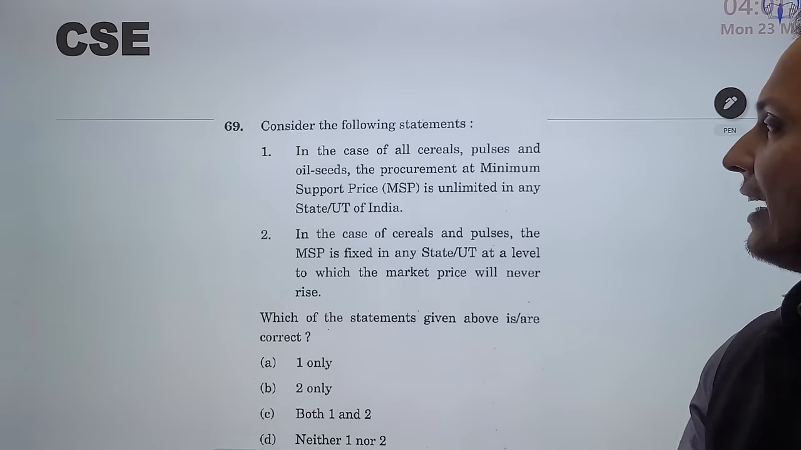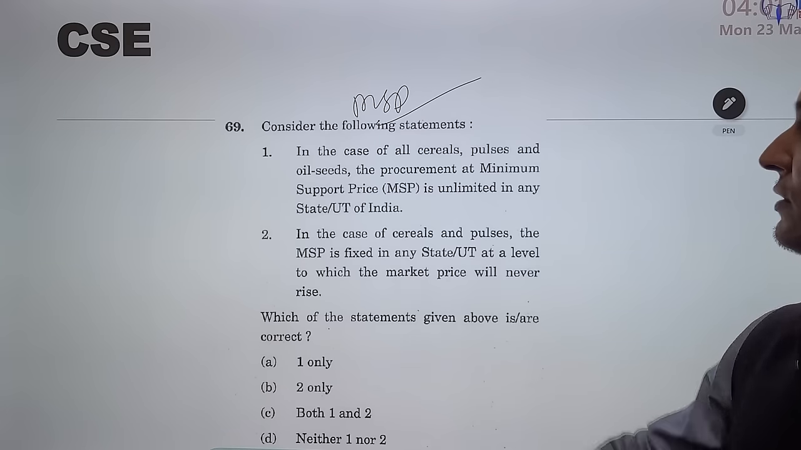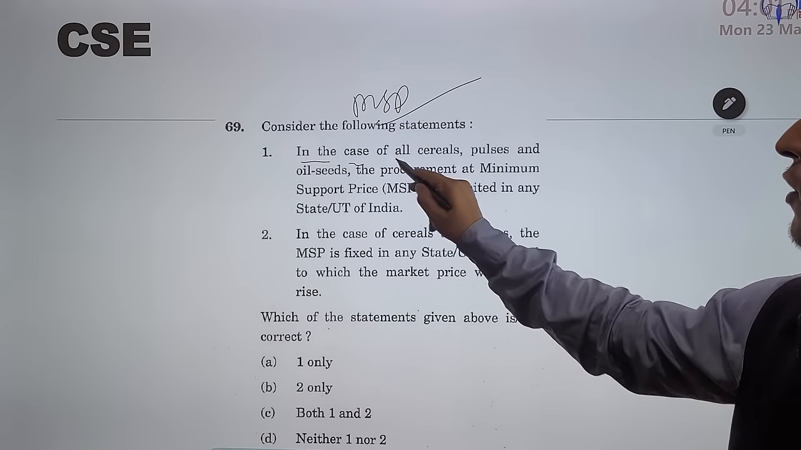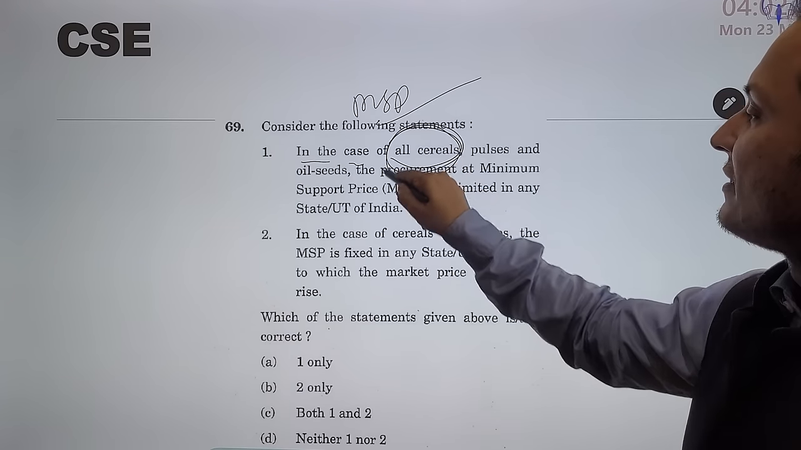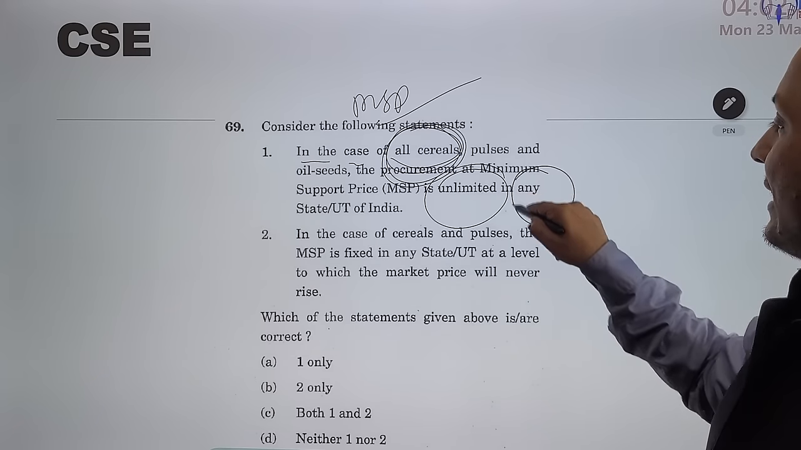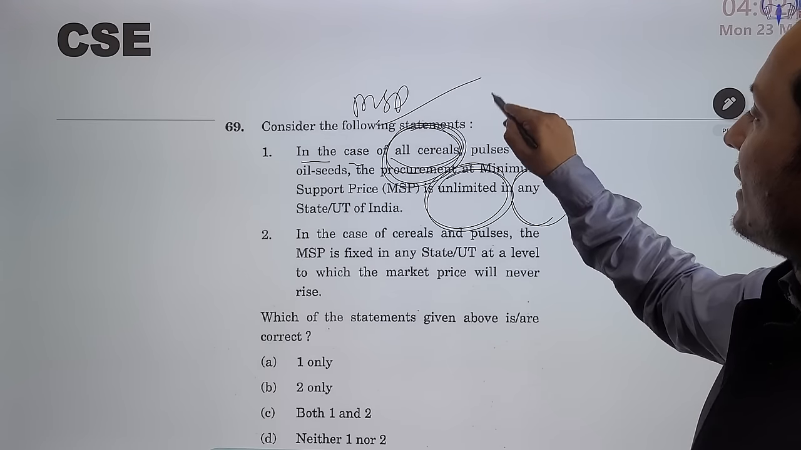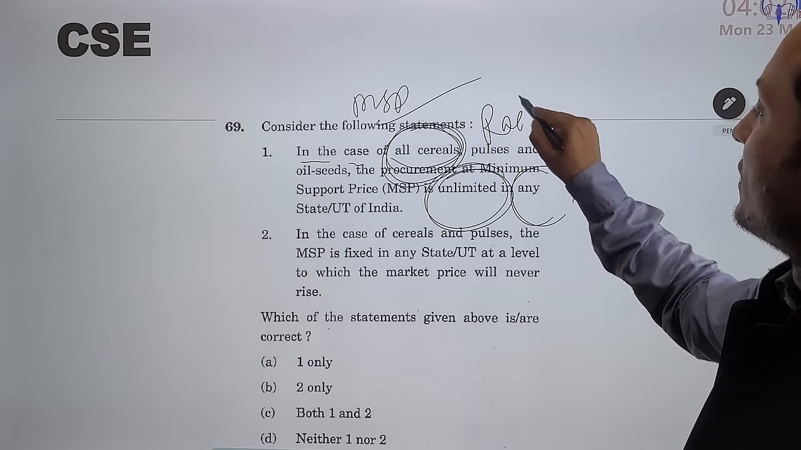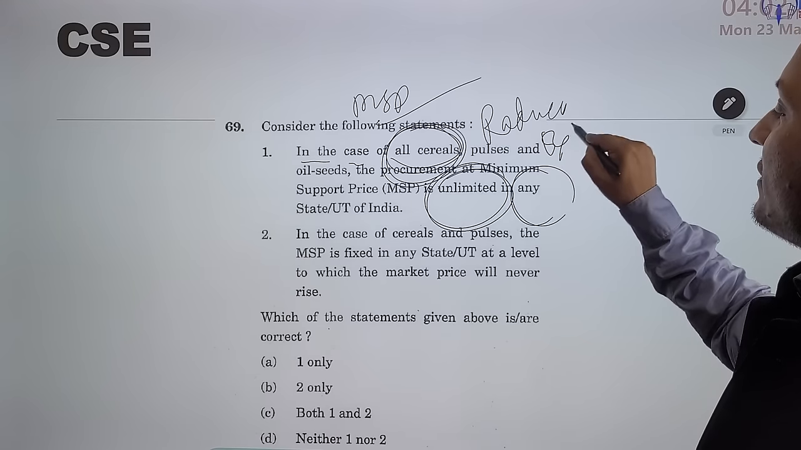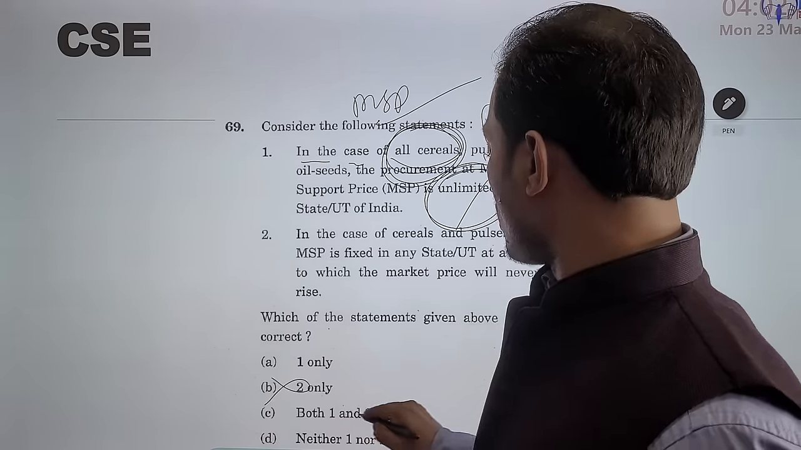Let us read this question, guys, on MSP. MSP, again, a very important topic this year. Prelims also. You see, in the case of all cereals, unlimited, in any state, unlimited, in any state, just you see, full of radical words, full of extreme words, gone, gone, gone.